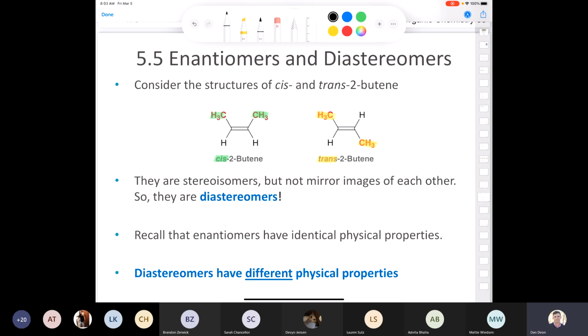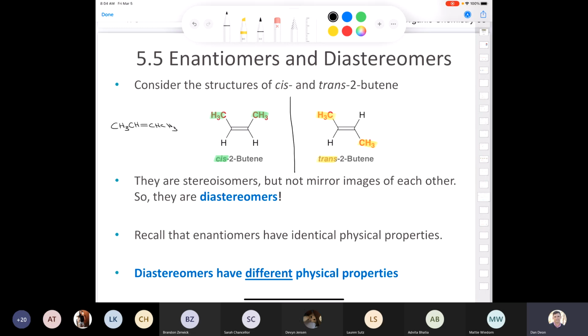They both have the same connectivity. If you were to write a condensed formula for either of these, you would just have this, right? The condensed formula doesn't differentiate between the cis and the trans stereoisomers. So again, these are stereoisomers, but they are not mirror images. If you draw a mirror plane in between the two, you can see that they are not mirror images, and so therefore they are diastereomers of each other.